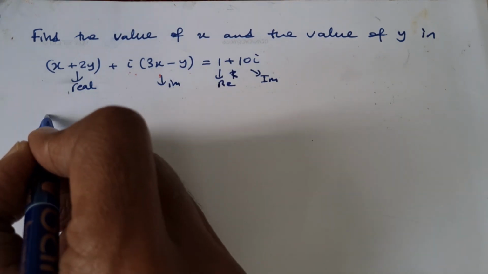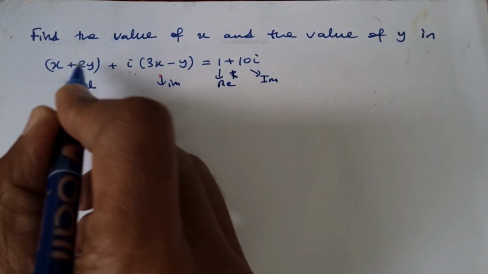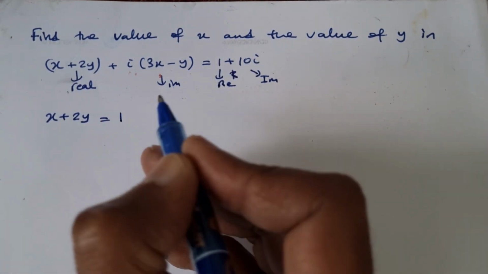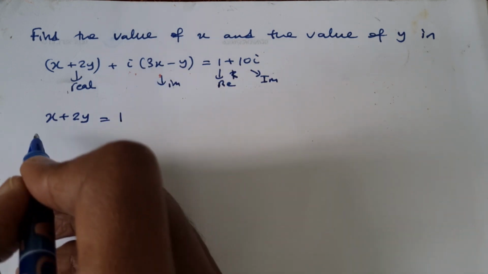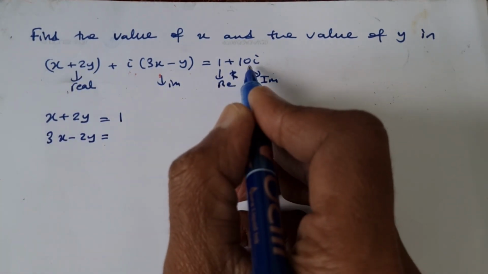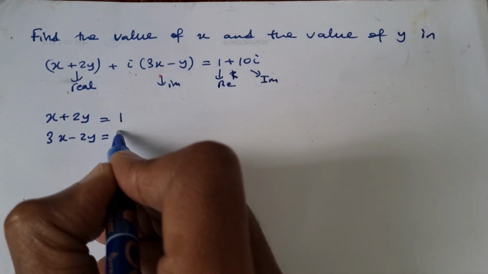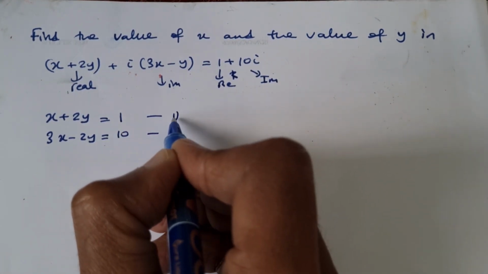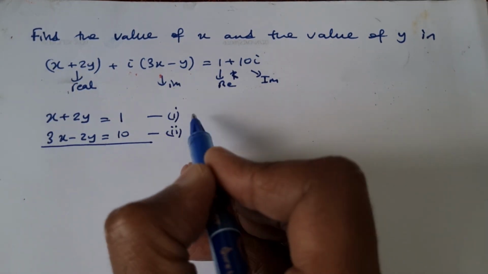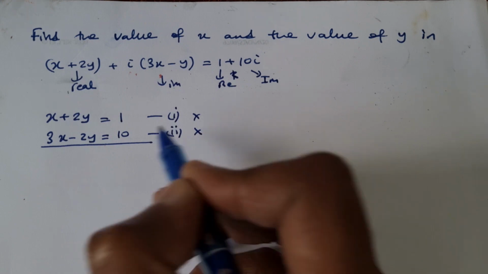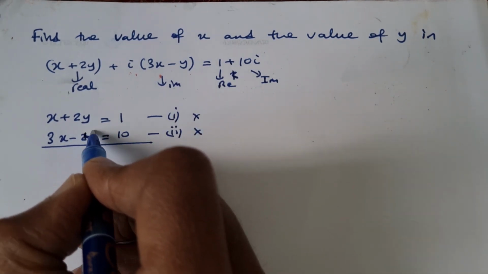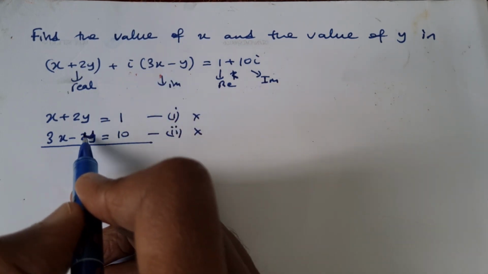So I can say therefore x plus 2y, the real part here, is equal to the real part on the right hand side, which is 1. And then for the imaginary part, I've got 3x minus y is equal to the imaginary part on the right hand side, which is 10. So I've got a pair of simultaneous equations. Isn't that amazing? Because it becomes very easy to solve a pair of simultaneous equations, which could be solved by the elimination method. So this is y, 3x minus y.